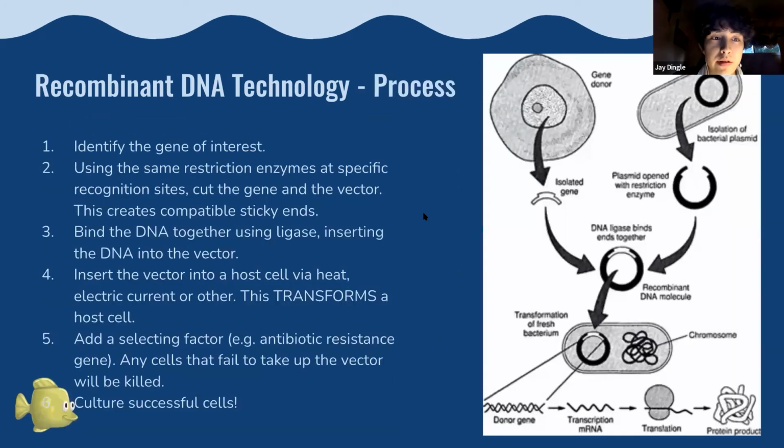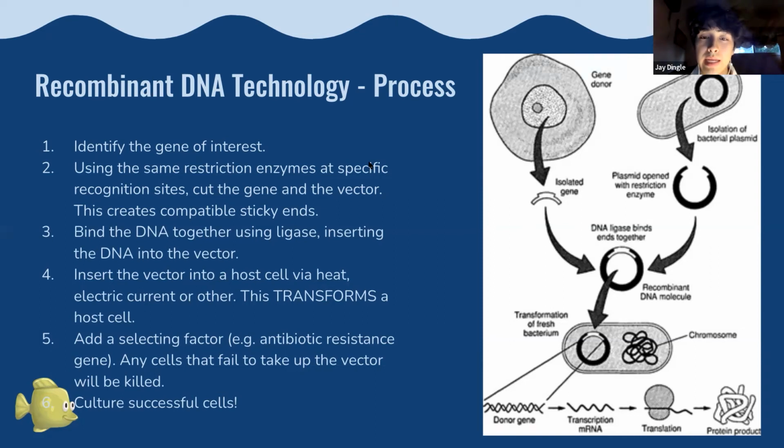Okay, let's have a look at the process now. So I've tried to break this down as simply as possible. So firstly, we will identify our gene of interest and isolate it, as we can see in the diagram on the right-hand side, that left part. Using restriction enzymes, we will cut the gene at specific recognition sites for both the isolated gene and our plasmid, and our vector. And this will create compatible sticky ends, which we will bind together using ligase. We can see in this middle part of the diagram, we now have a ring formed by the DNA ligase connecting our isolated gene and our plasmid together.